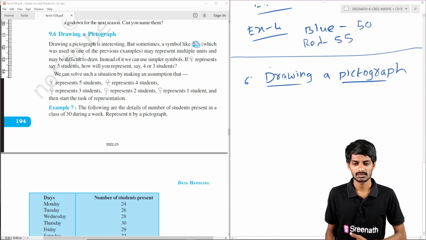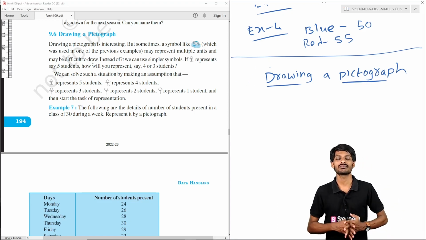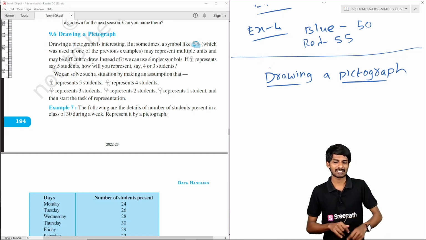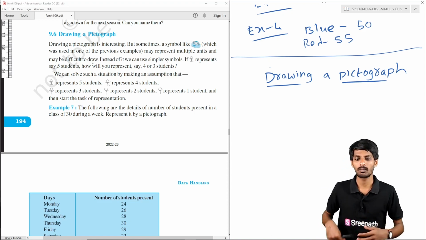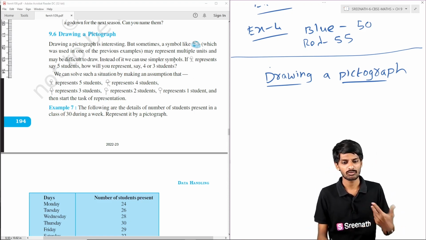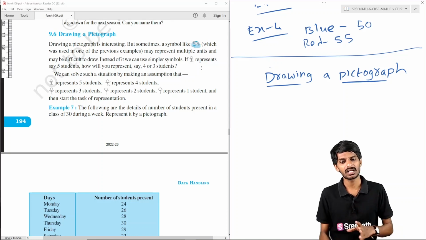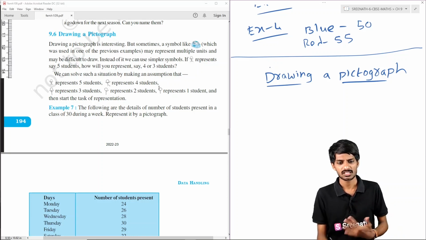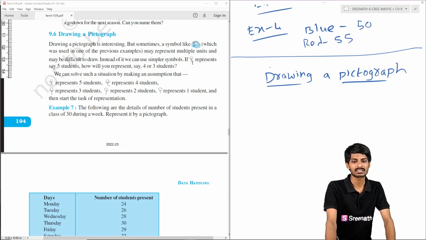So this is the 9.6, like that. Drawing a pictograph is interesting, students, but sometimes it is time-consuming and complicated. Why? If there is a symbol which we have used for things that represent multiple units, it is difficult to draw it every time. Suppose instead you use simpler symbols like this.